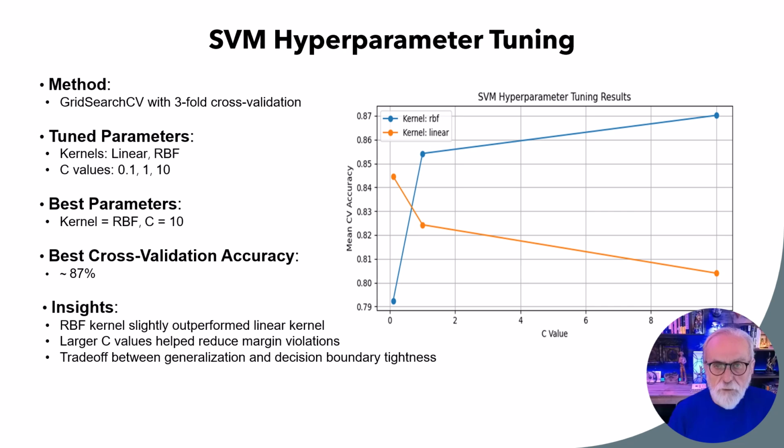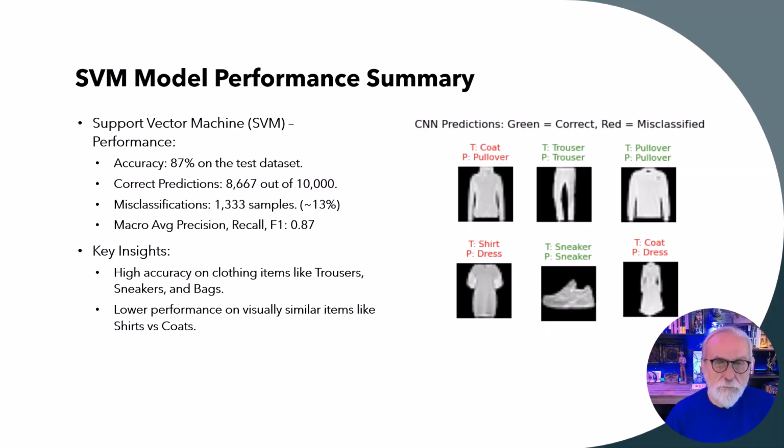Choosing the RBF kernel with a moderate C value proved optimal for balancing model complexity and overfitting. This strong cross-validation score gave us confidence that the SVM model would perform reliably on the test set. The RBF kernel with C equal to 10 provided the highest validation accuracy of approximately 87%, showing that a flexible nonlinear boundary was better suited for the complexity of Fashion-MNIST than a simple line separator.